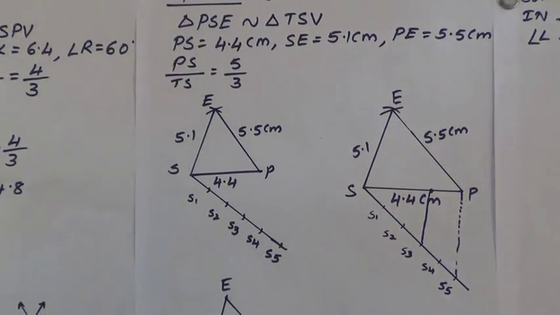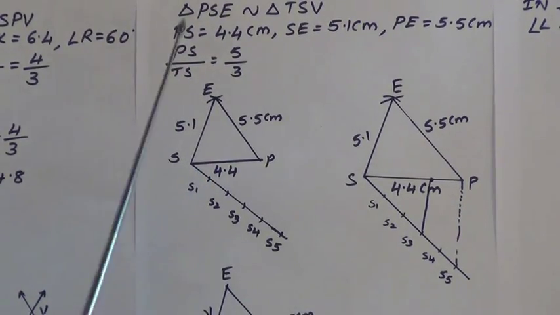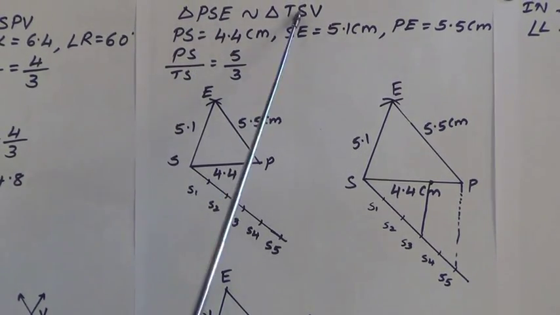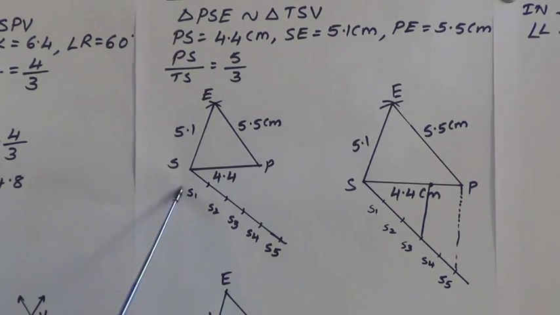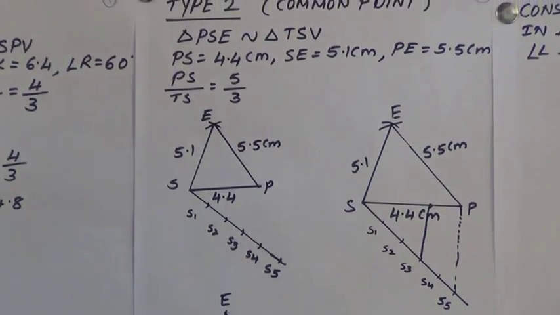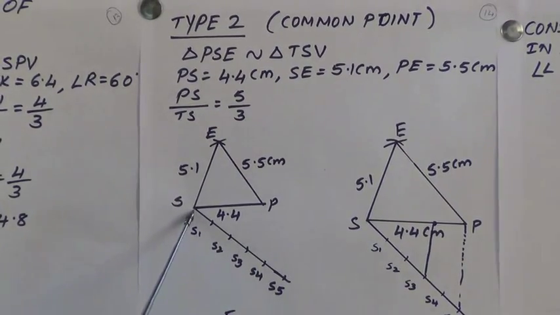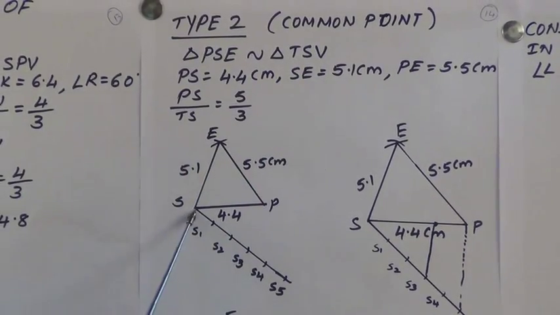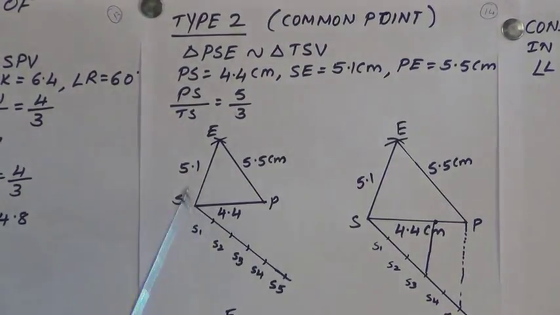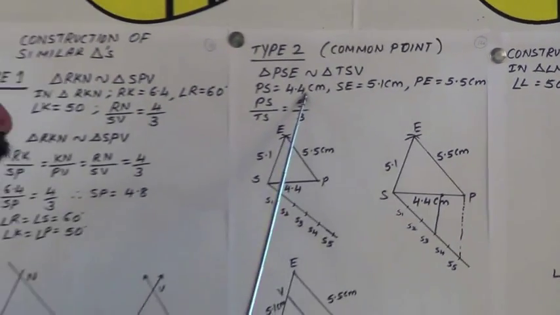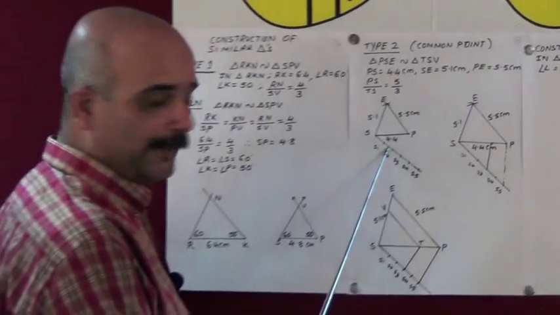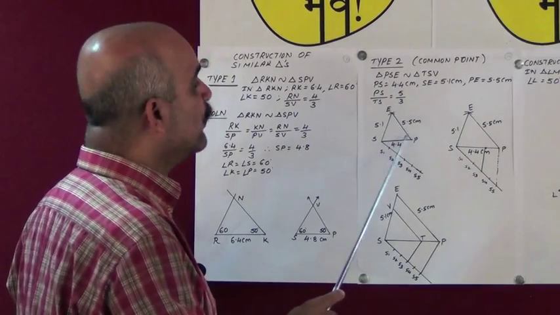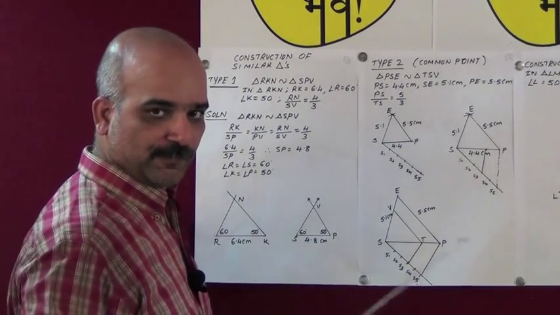Now, the first thing that I have to consider is the base. PS is 4.4 centimeter. But remember, always take the common point on your left hand side here. The reason why, we'll come to know later. But right now, remember that triangle PSE and triangle TSV have a common point, that is point S. So we take point S on this side. Now, let's see what is done. PS is given to be 4.4 centimeter. We take PS to be 4.4 centimeter. SE is given to be 5.1 and PE is given to be 5.5. So we draw a triangle based on the given information.